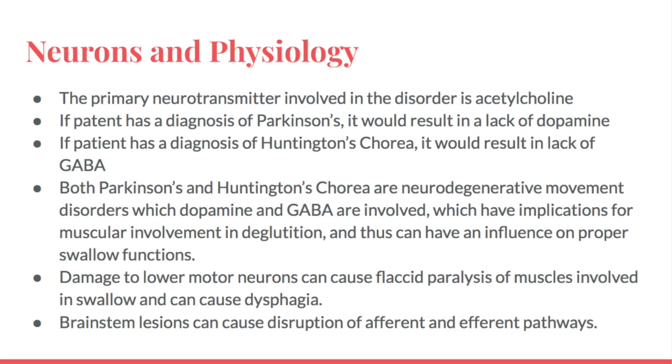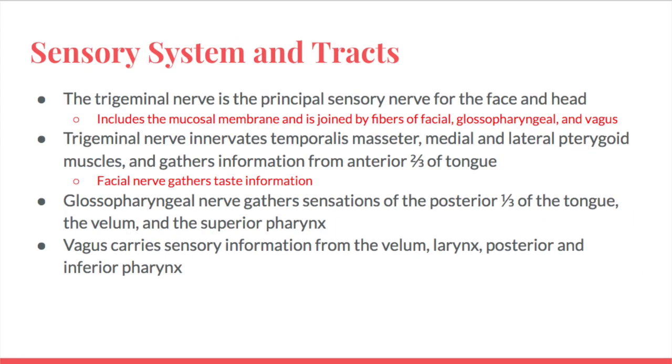Also, main nerves that could be damaged may be lower motor neurons, which can cause a flaccid paralysis of the muscles involved in swallow, and brainstem lesions, where we get the integration of the afferent and efferent pathways, can also cause major issues for swallow. Now we're going to talk about the sensory system and tracts associated with oropharyngeal dysphagia.